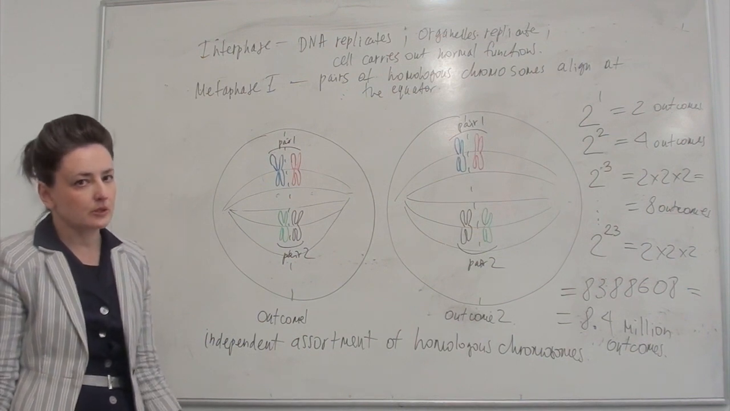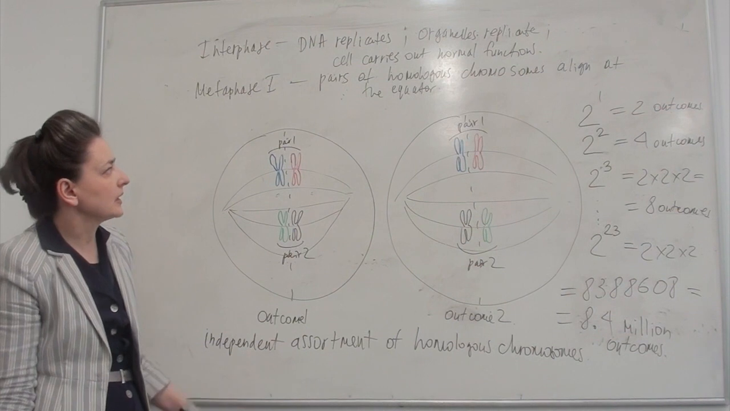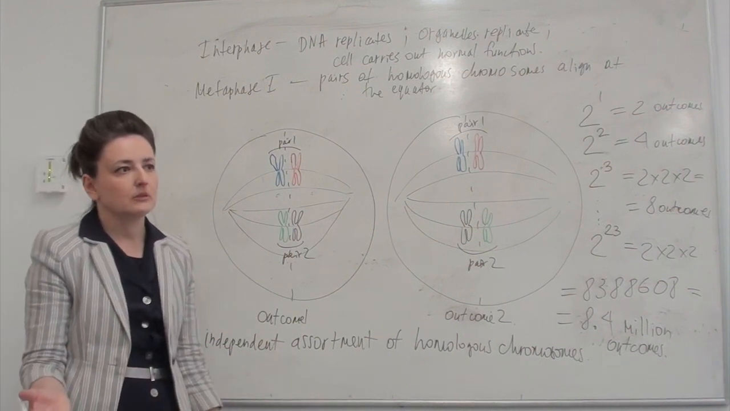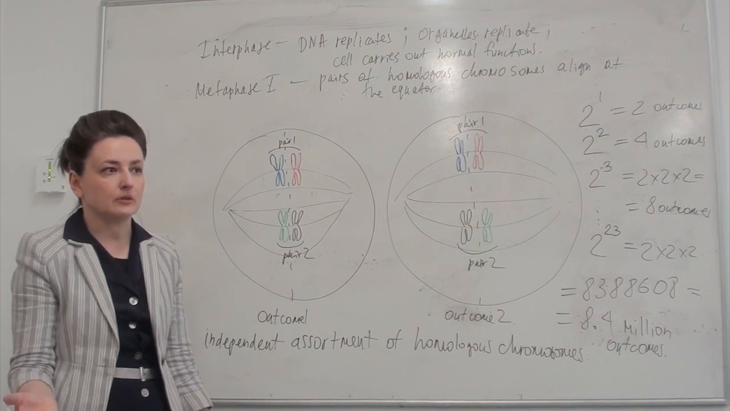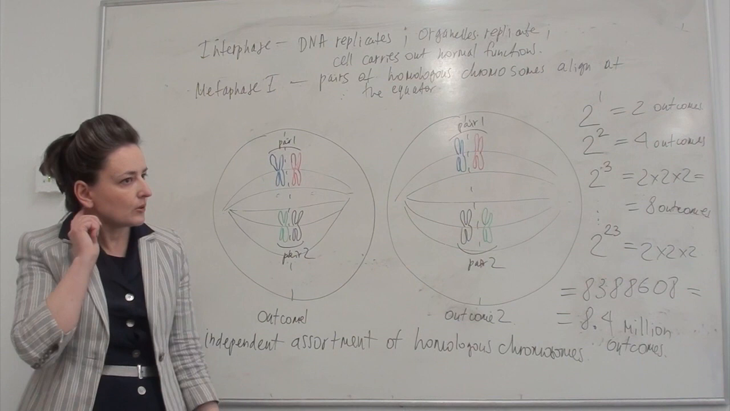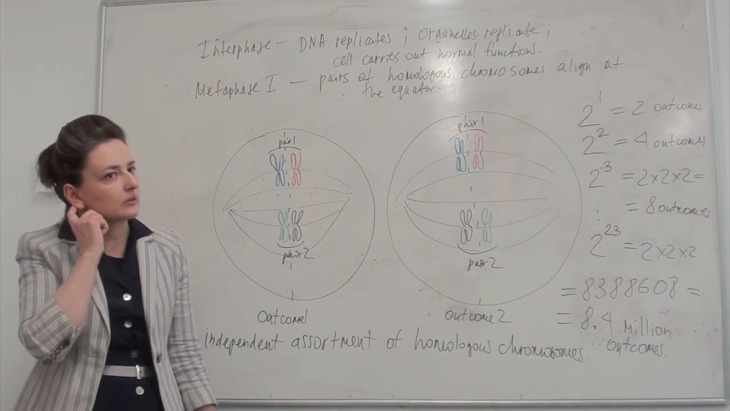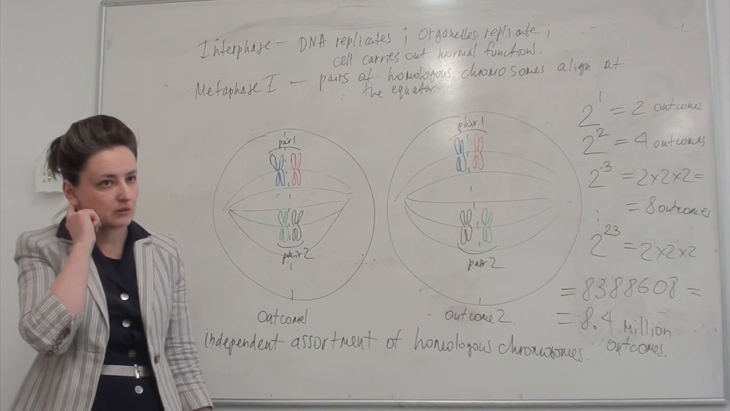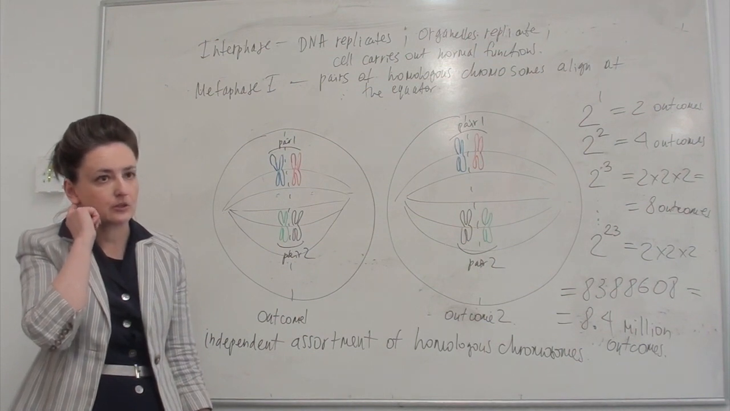So these two processes, independent assortment and crossing over, they both contribute to each sex cell being different, to variation. Right, so we're going to stop at this point and we're going to carry on with the rest of the stages, anaphase, etc., in the next lecture.